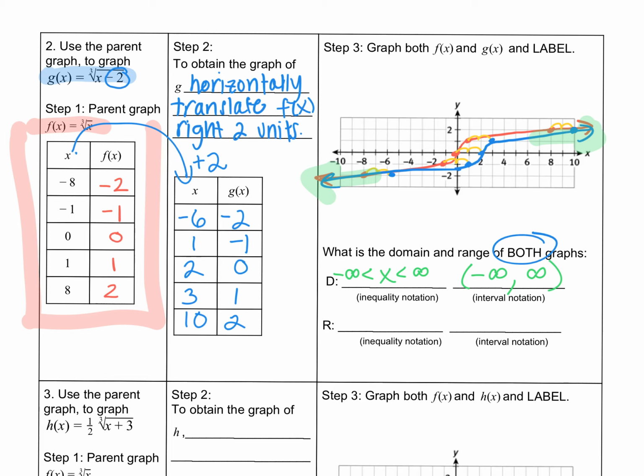When we're talking about range, we're talking about y instead. So it is kind of steadily going further and further up, and it is also kind of steadily going further and further down. So the y values go from also negative infinity to infinity, like so. And there we go. There's number 2 from our 13-3 classwork.